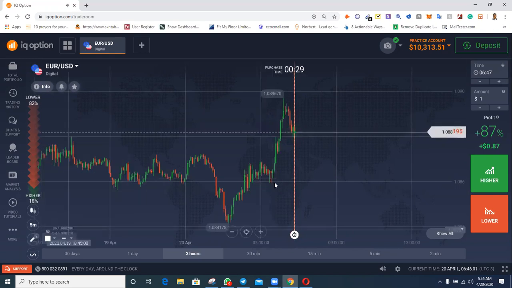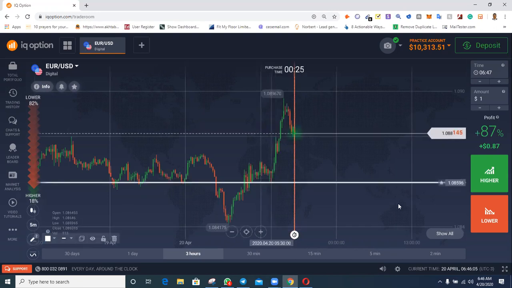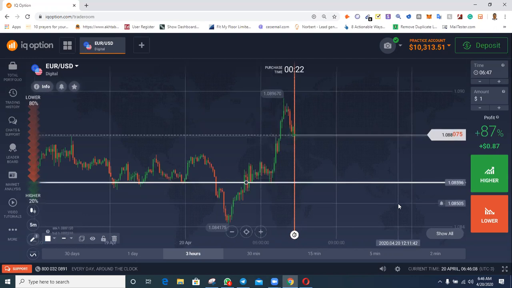So I'm going to put my support here. Like I said, an area of support and resistance is not just a line, it's a region. Not too wide, not too small. It's not a thin line, it's a region. We need to understand that, but some people always think it's a line. It's not a line, it's a region.